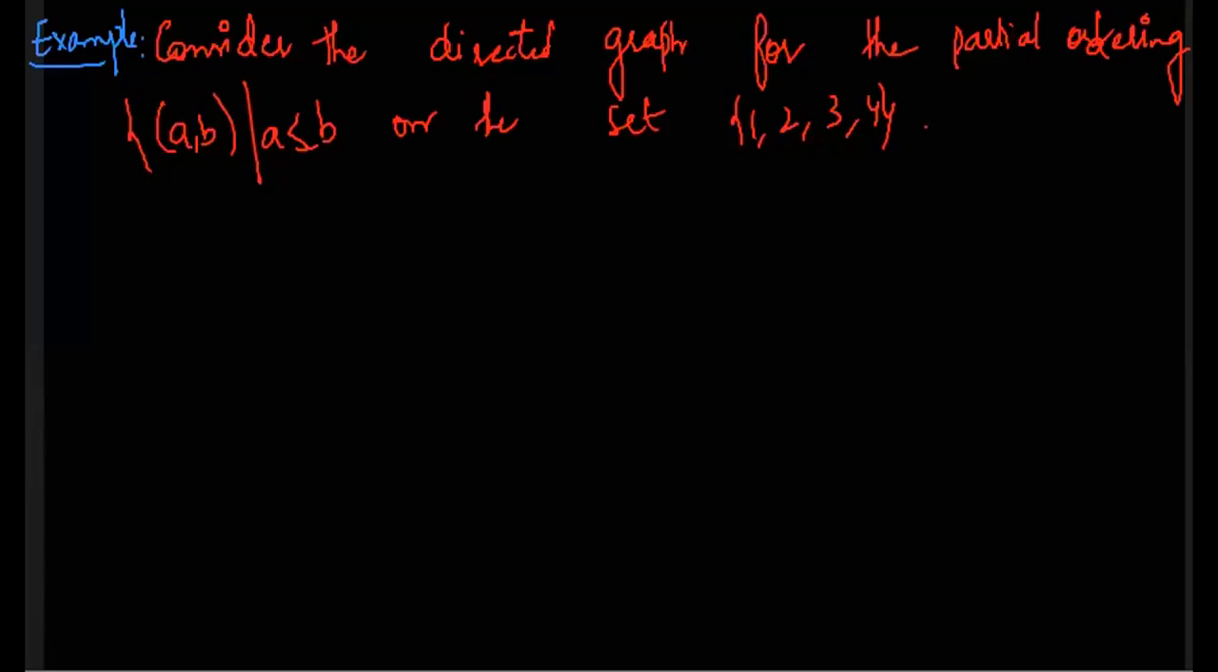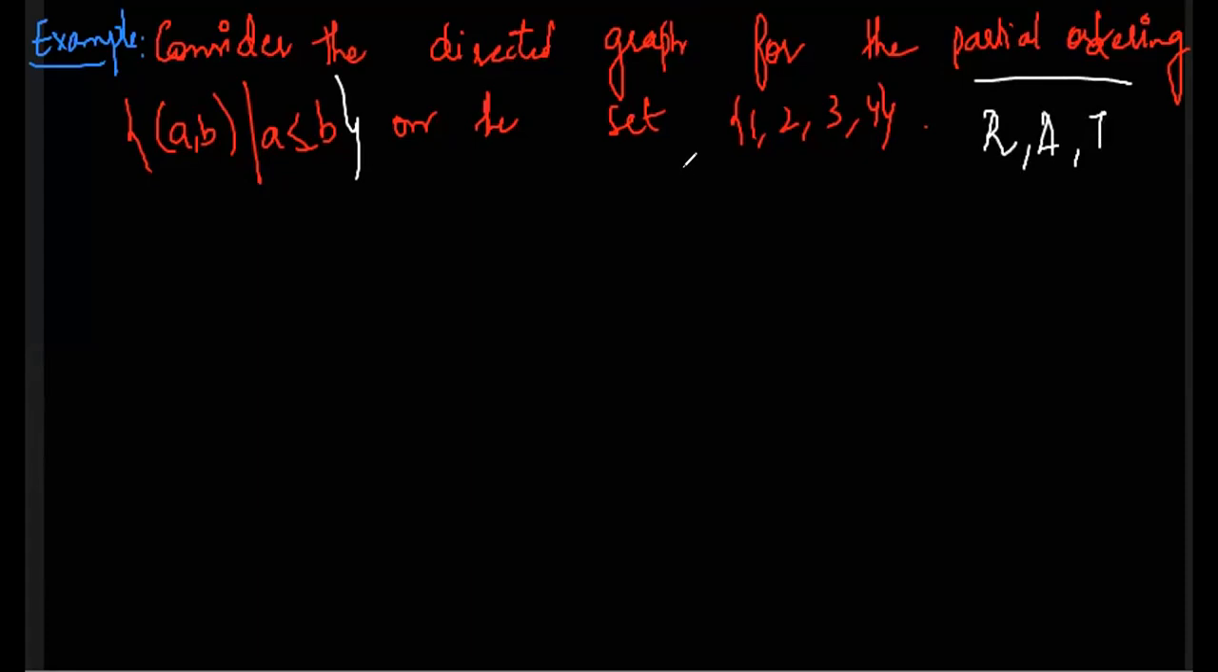So let's take this example. We are supposed to consider the directed graph for the partial ordering (A, B), where the condition is A should be less than or equal to B, on the set {1, 2, 3, 4}. So what will be our partial ordering? Basically, partial ordering means it will satisfy the reflexive, antisymmetric and transitive properties.